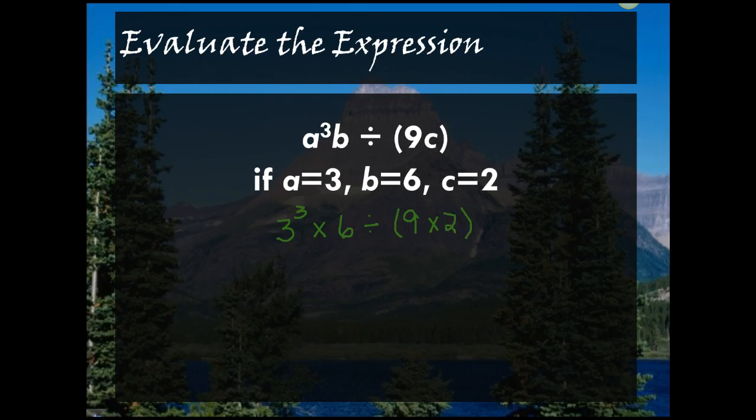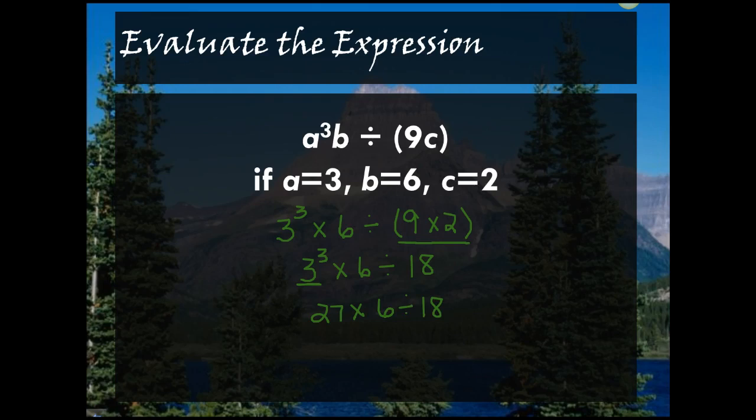Since we have the parentheses, that is the first part of the problem we need to complete. We'll still have 3 to the third power times 6, and that will be divided by 18. We need to move on to exponents. The next step then would be to take 3 to the third power. 3 times 3 is 9, times 3 again is 27. We'll replace 3 to the third power with 27, and then multiply times 6 and divide by 18.